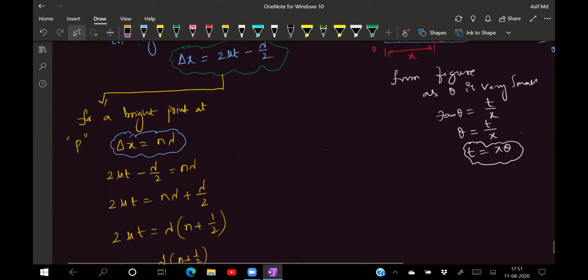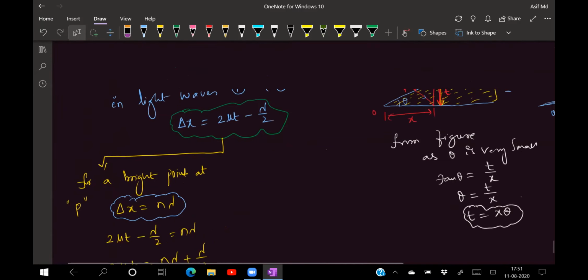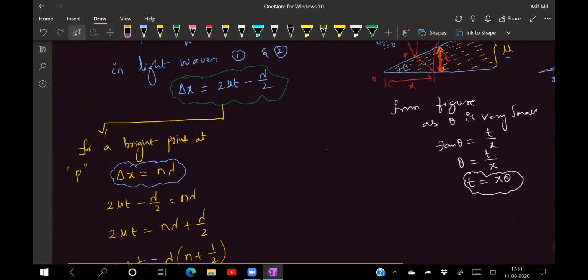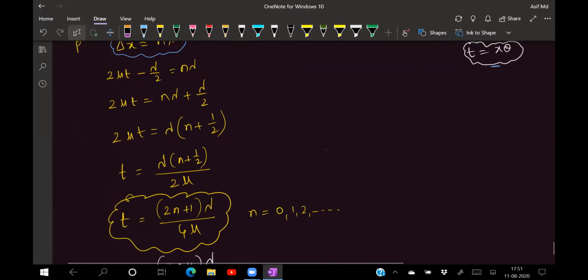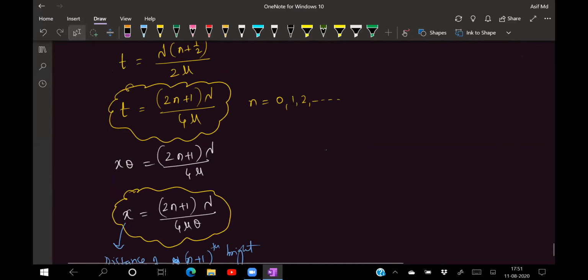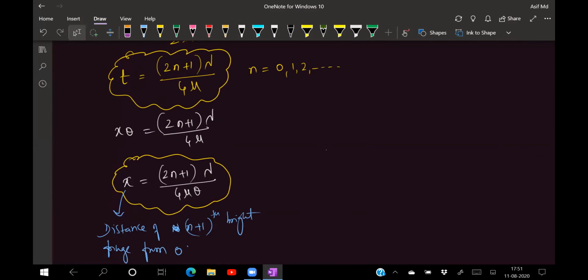We know that tan theta is equal to thickness t by x from the figure you see right now. Theta is very small, so theta is equal to t by x, so t is equal to x into theta. That value I have substituted here, so I got the value of x. x is nothing but the distance of the nth bright fringe from the O in terms of theta: (2n plus 1) into lambda by 4 mu into theta.